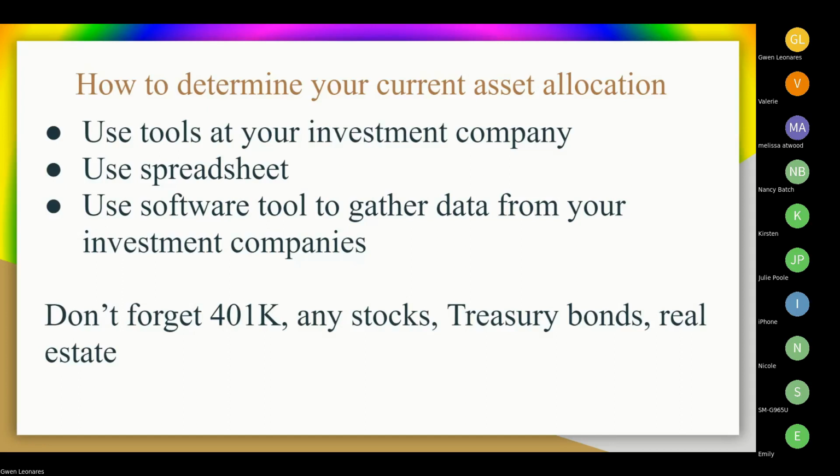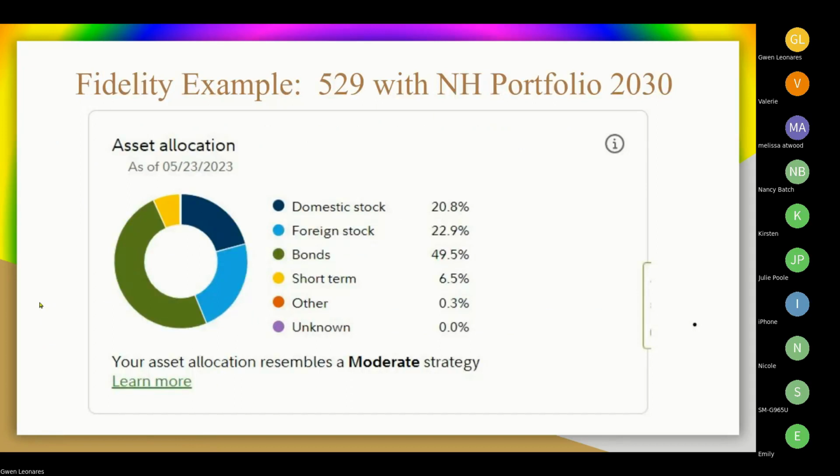So let's see. Here's a 529, and it's a 2030 portfolio. I just clicked around and it had this picture on there. It's got some stocks, a little bit more foreign stocks, lots of bonds. Short term, that's cash, or sometimes that's short-term bonds. Other and unknown.